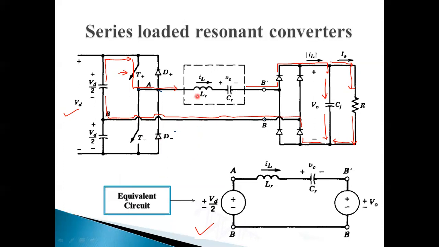Now, if IL is greater than 0, it means the inductor current is greater than 0. When the inductor is discharged, what happens? The discharge current flows in the same direction as the charging direction. So the current flowing through this inductor is in the same direction as before.